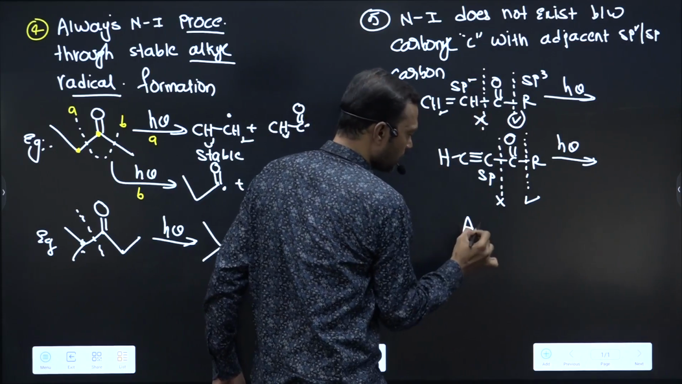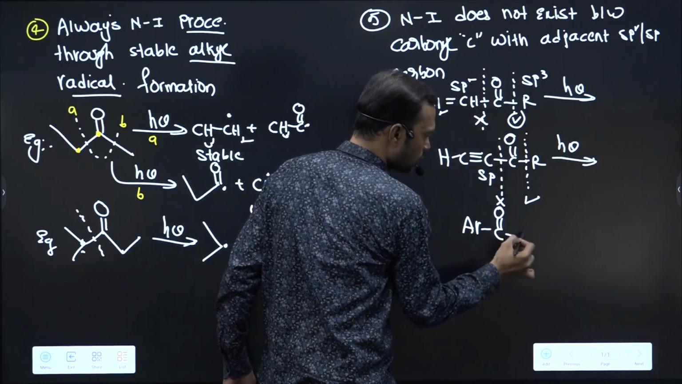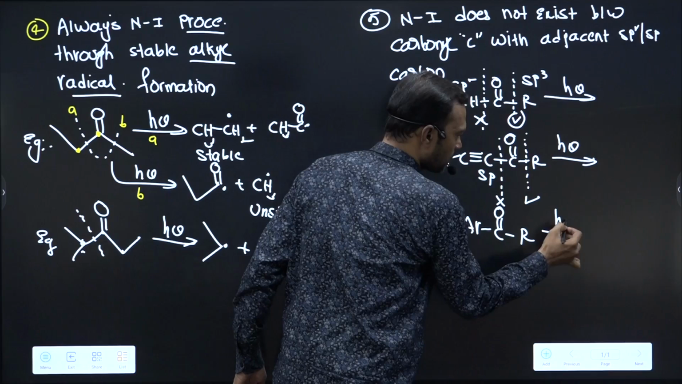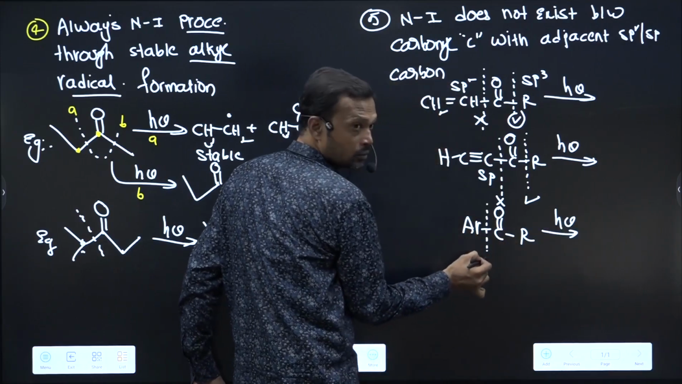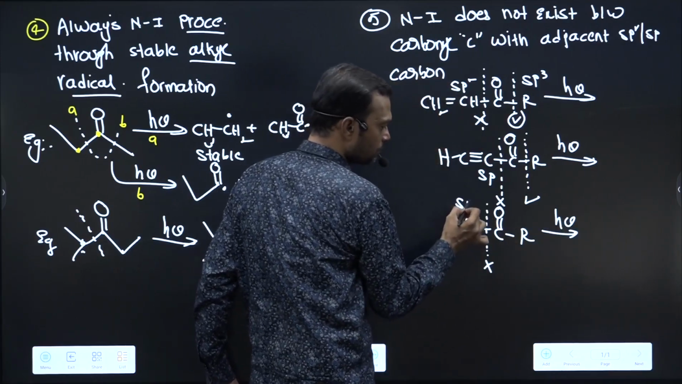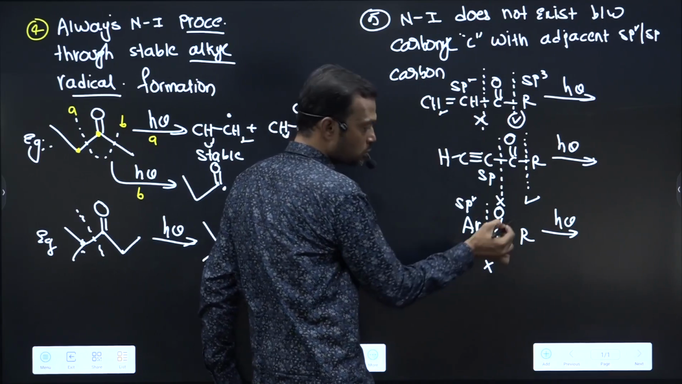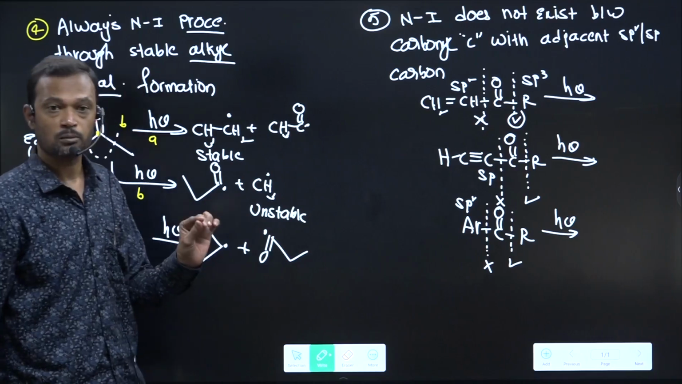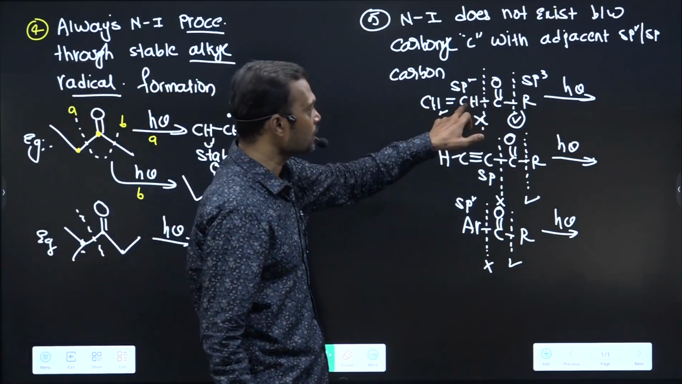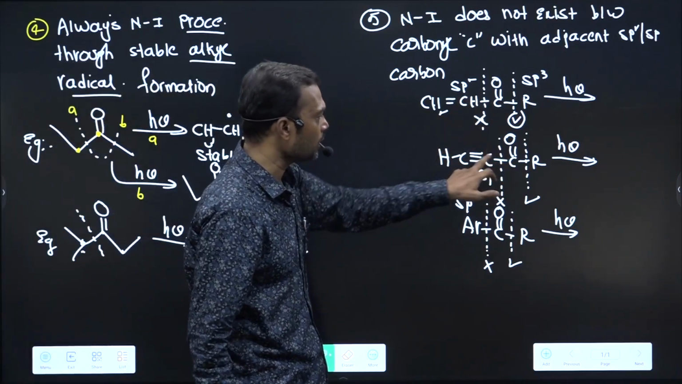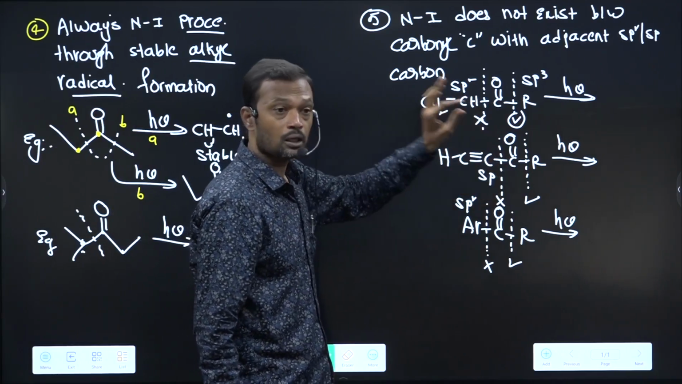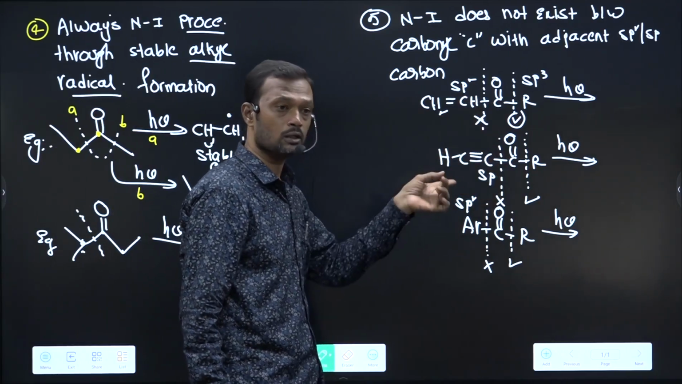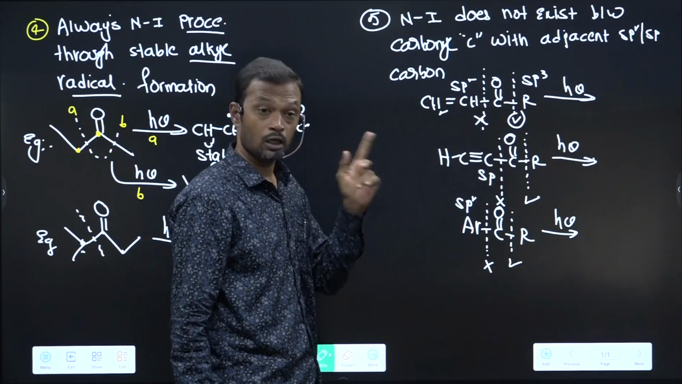Even suppose I take any aromatic ring, this is C double bond O R. Photochemically, can I cleave this side? No, because what is the hybridization of benzene? sp2. So that's why this side is not possible. The right side is possible. Clear? Always remember, if the carbonyl-adjacent carbon is sp2 or sp, Norrish one does not take place toward that side; the opposite side is possible.